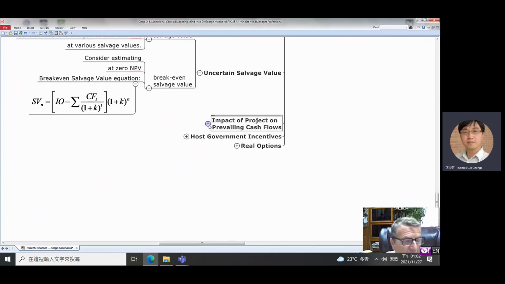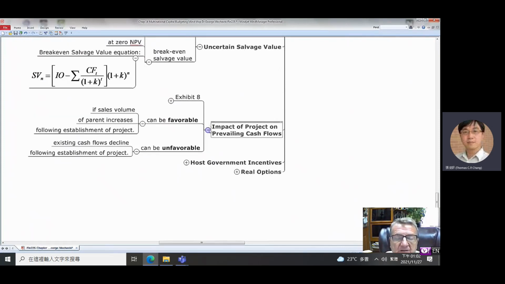Okay, but anyway, my whole thing, I got off track here, is look at the book. It has the example, walks it step by step. If anything else, Xerox it, copy it, make it larger, you can see it. Okay, impact of project on prevailing cash flow.